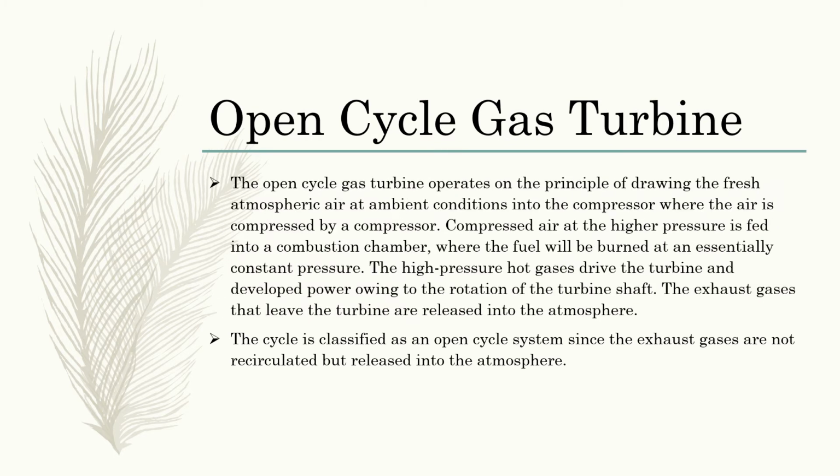The open cycle gas turbine operates on the principle of drawing the fresh atmospheric air at ambient conditions into the compressor where the air is compressed. The compressed air at the higher pressure is fed into a combustion chamber where the fuel will be burned at an essentially constant pressure. The high pressure hot gases drive the turbine and develop power owing to the rotation of the turbine shaft. The exhaust gases that leave the turbine are released into the atmosphere.